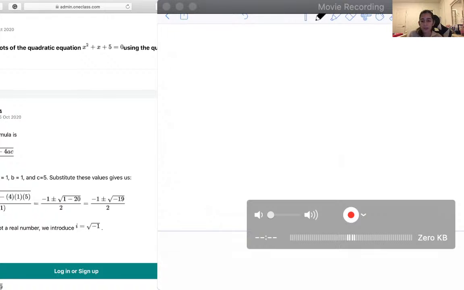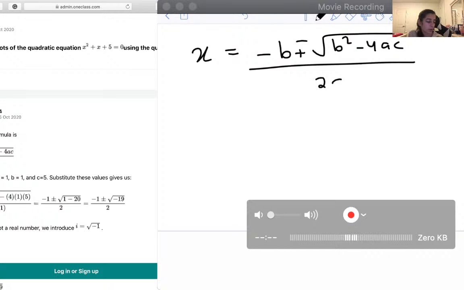Our next question is, what are the roots of the quadratic expression x squared plus x plus 5 is equal to 0 using the quadratic formula? So if you guys don't know what the quadratic formula is, I'm just going to write it out for you, which is x is equal to negative b plus minus square root of b squared minus 4ac over 2a.